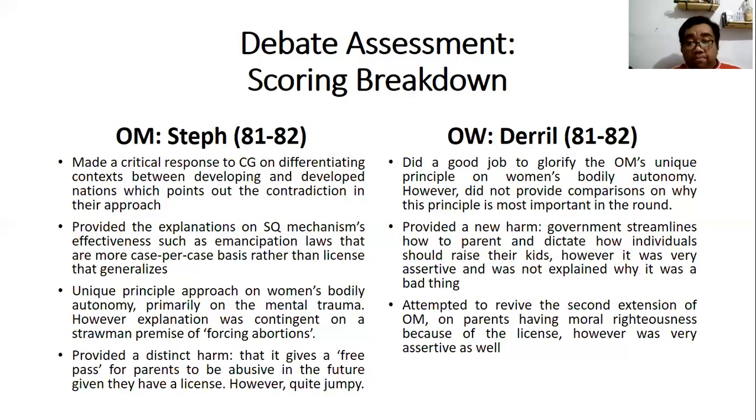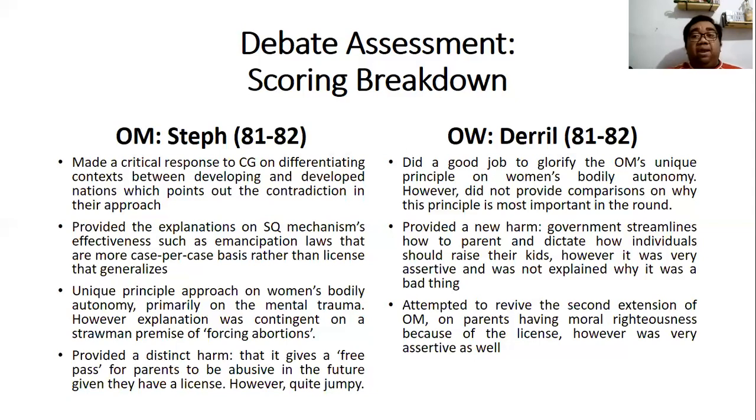For the opposition whip, we also gave them the same score, for three reasons. Firstly, the opposition whip did a good job to glorify the opposition member's unique principle on women's bodily autonomy. However, the reason why their score could not be higher was that there was also no comparison on why this principle is the most important in the round. Especially when you need to compare with opening government first, you need to talk about why the harms to children are far less important in comparison to the harms to women's bodily autonomy.